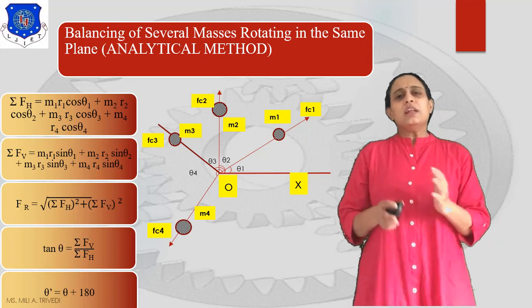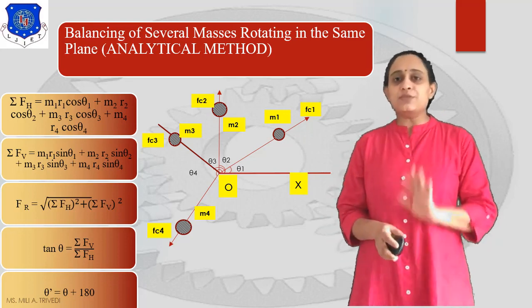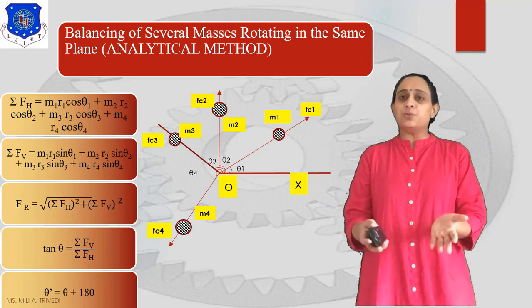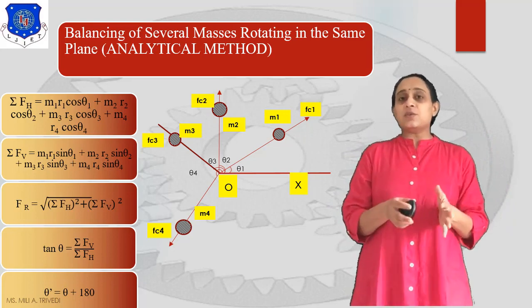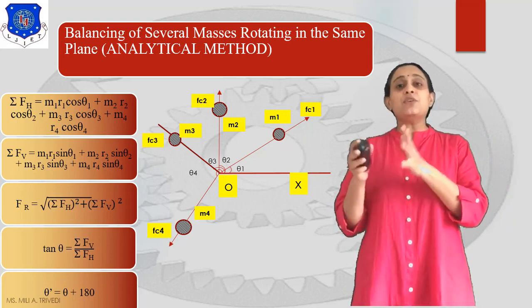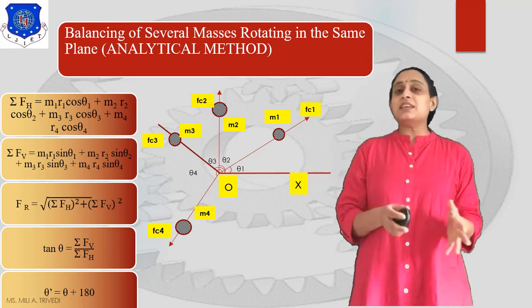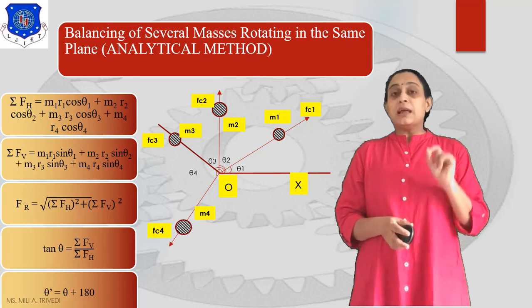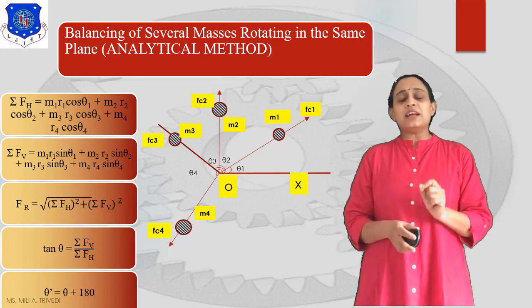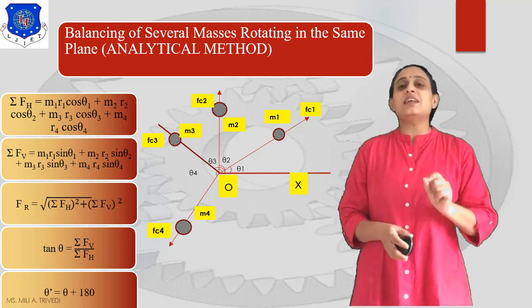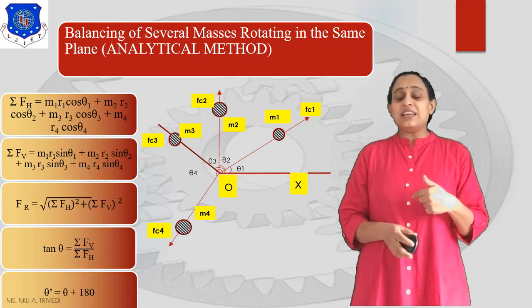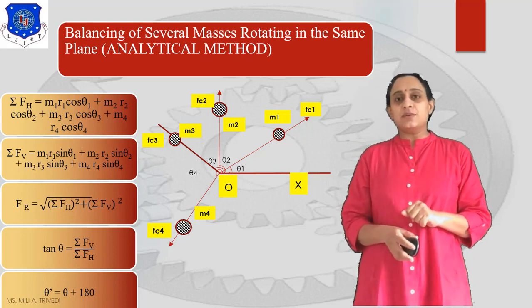Good. Now let us find theta. As we all know, for the theta value we put vertical by horizontal: theta is equal to tan inverse of sigma of all the vertical forces by sigma of all the horizontal forces. Now remember, students, by this method we will get only the resultant, and what we want is the balancing of it.